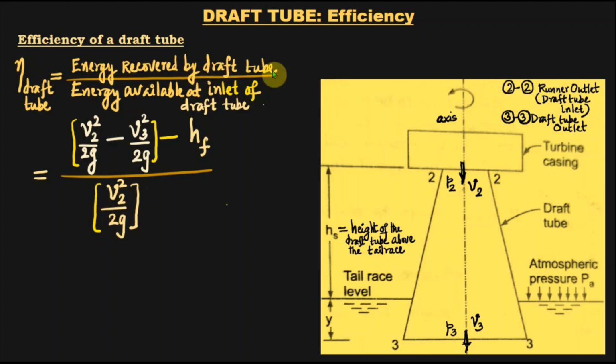Now, the energy recovered by the draft tube. So, the change in kinetic energy head, that is V2 square by 2g minus V3 square by 2g during the flow through the draft tube, minus this HF. HF is the pressure head loss in the draft tube. During the flow through the draft tube, this HF is the pressure head loss. So, therefore, the total energy recovered by the draft tube is given by V2 square by 2g minus V3 square by 2g minus HF. Therefore, this is the efficiency of the draft tube.